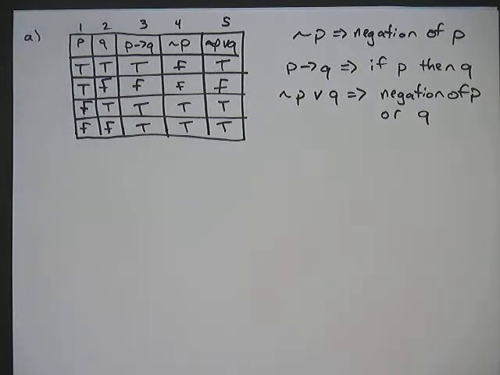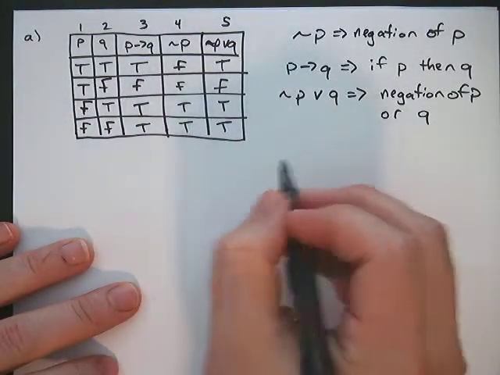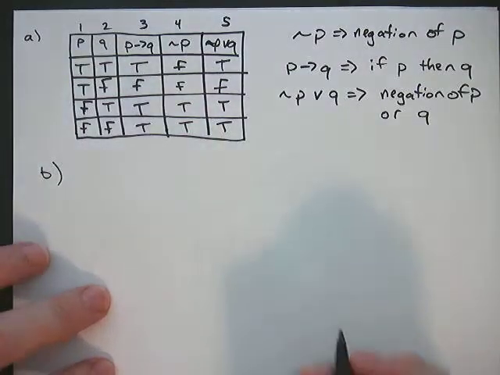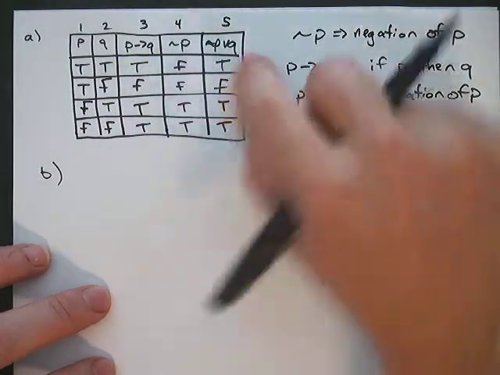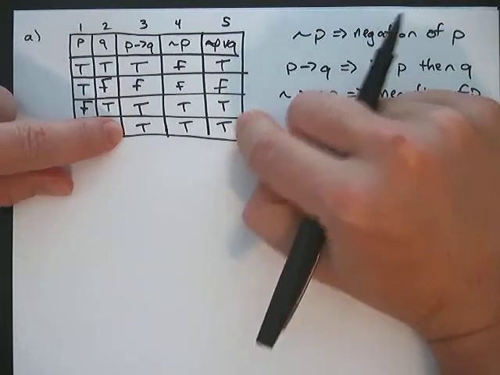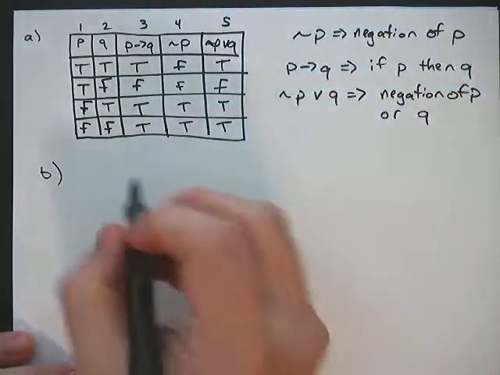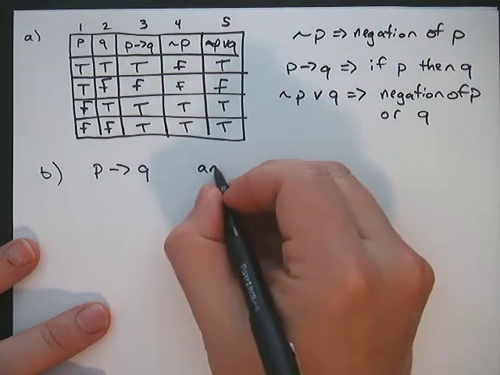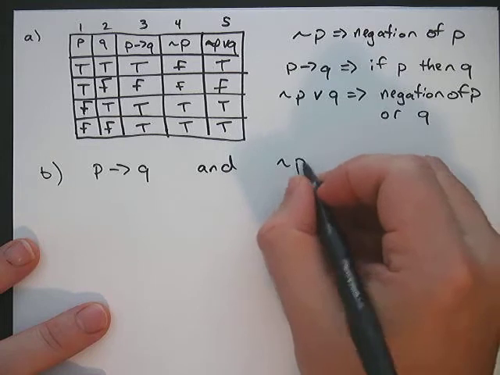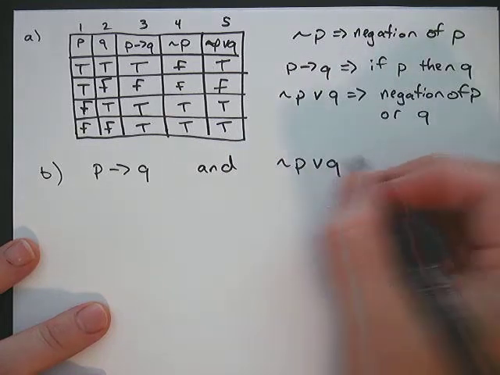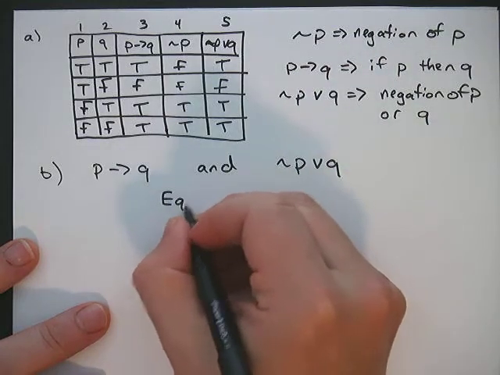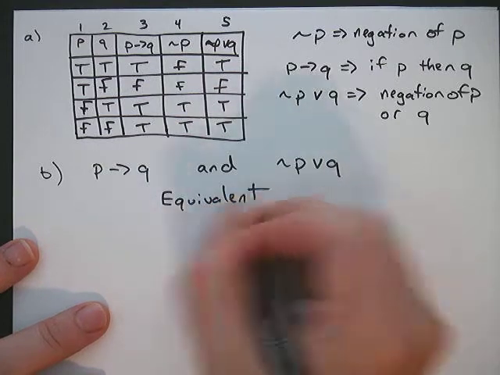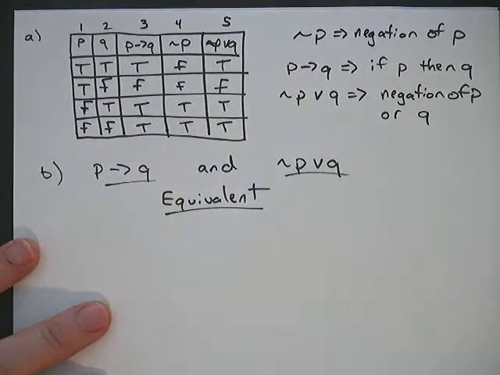Okay, so the next question that you might get asked on this problem is which two of these are equivalent? Which two columns are equivalent? Okay, so we can look at these two columns and we can see that these two right here are exactly the same. Those are equivalent columns. So we'll say p then q and negation of p or q are equivalent. So these two are equivalent statements.